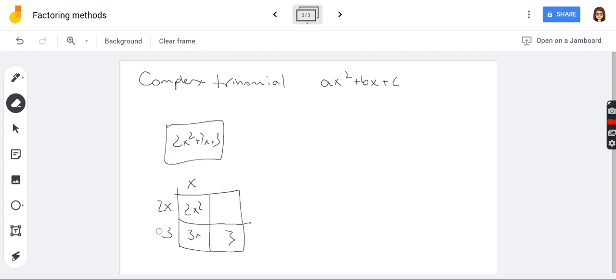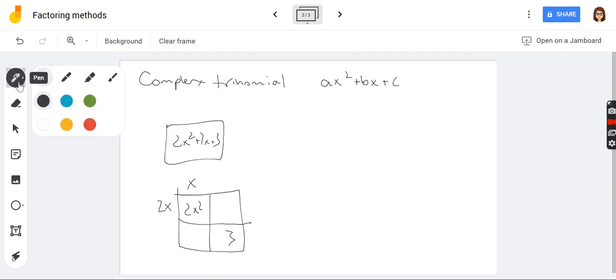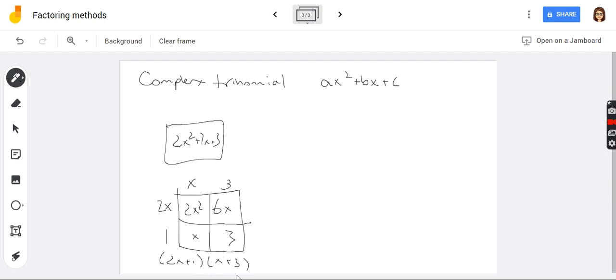And with these numbers, there's really not much else I can do because I picked numbers that don't have many combinations that multiply to them. So instead of 1 and 3, I'll just switch it up and go 3 and 1 and see if that helps. 3 times 2x is 6x. 1 times x is x. Add them all up, you do get the original. So I can factor it to be 2x plus 1 times x plus 3. All right, so that's how you would do it with an area model. So there is a little bit of guess and check inside here.